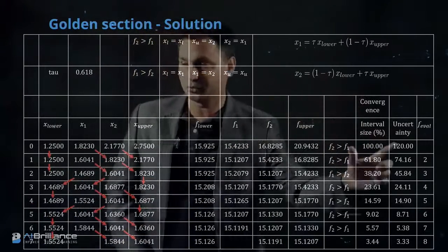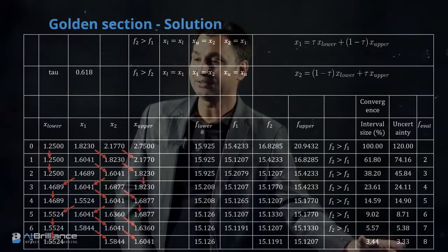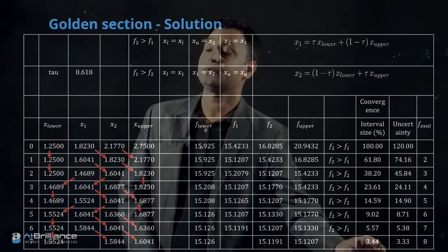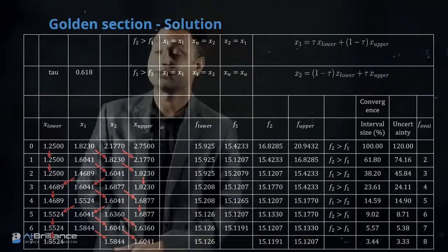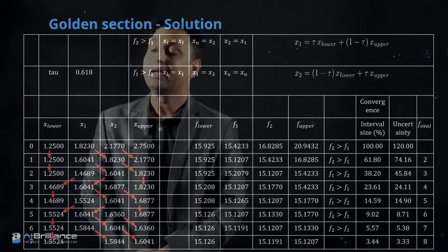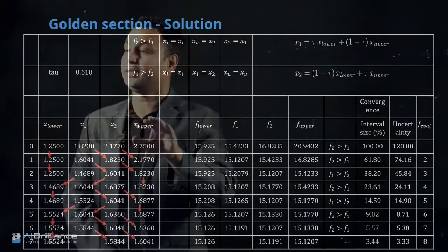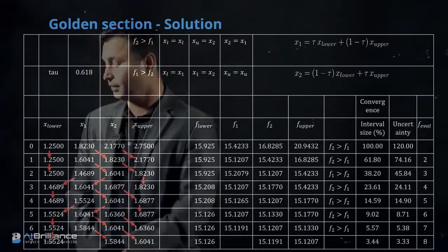But now what I want you to focus on, if you look into this interval size and uncertainty value at iteration 8, or iteration 7, this value was smaller than 5, or 3.44 or 3.33 is essentially smaller than 5, and this is where we will stop. And now we will take the value of x lower and x upper, and from there we will determine what is the optimal solution that we have.